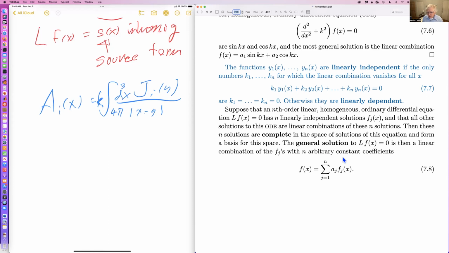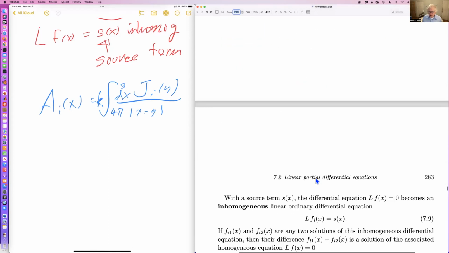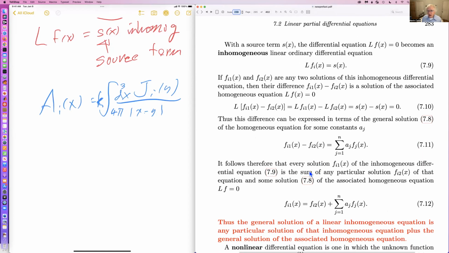You can write it this way. This then is the solution of the homogeneous differential equation. And here the FJs have to be linearly independent if this is going to be a complete solution. Now, at least if it's nth order.